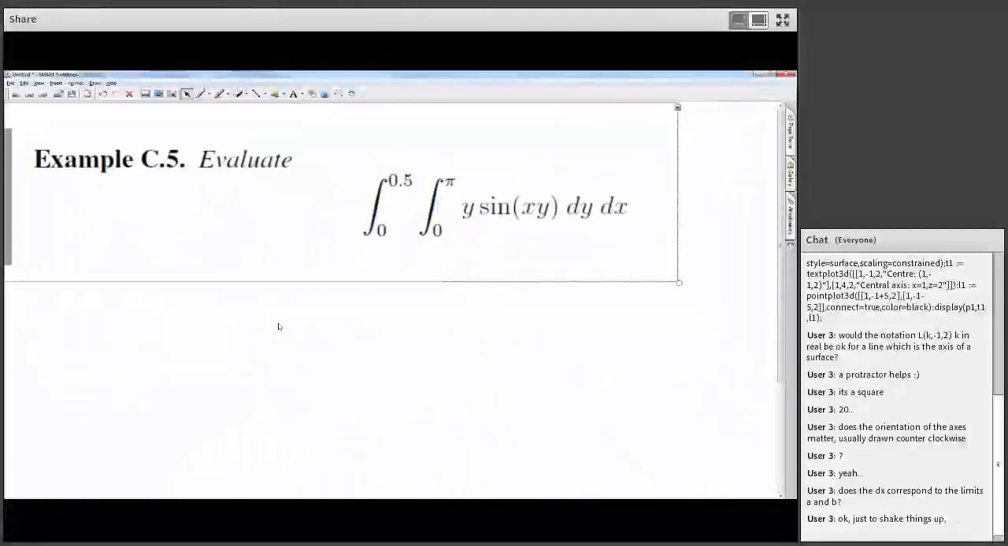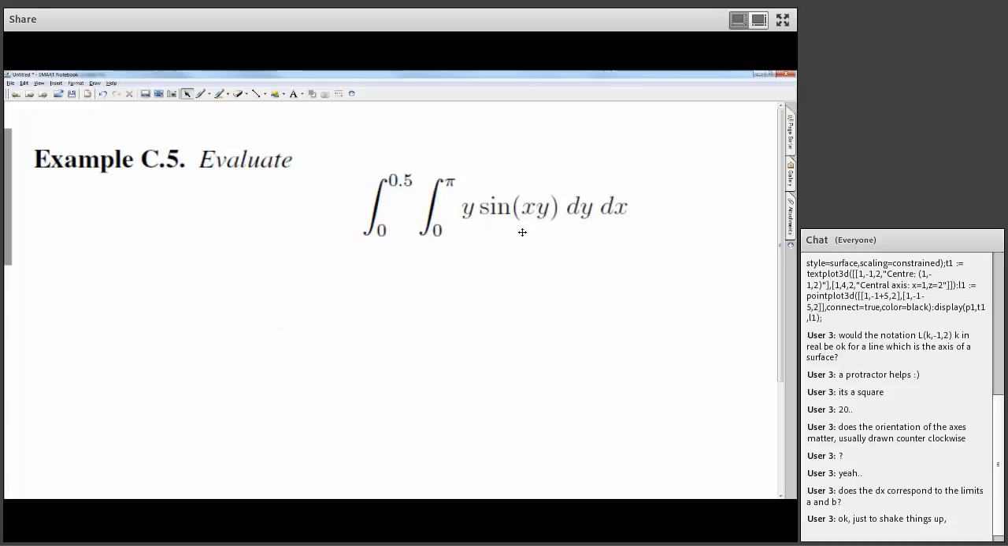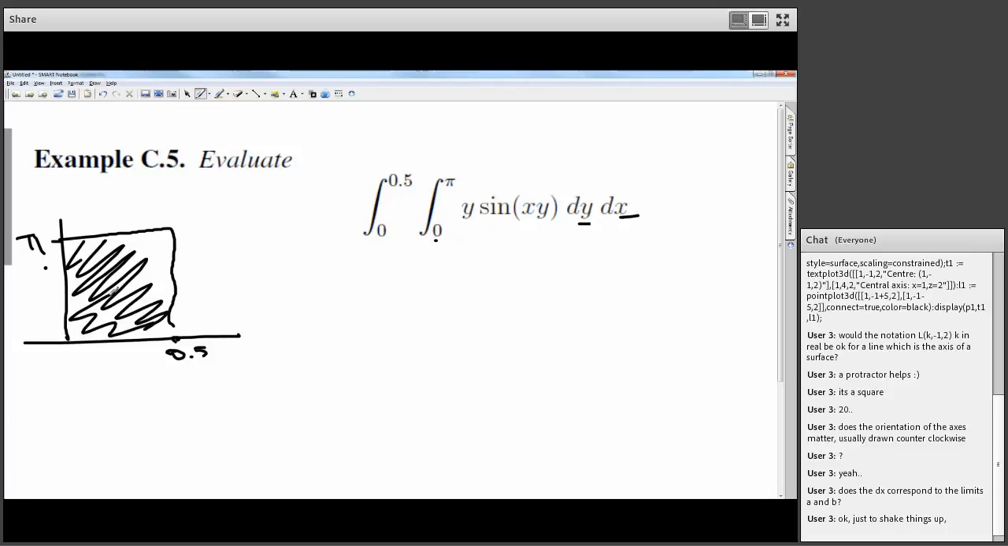Okay. If we look at this integral as written, it's the integral from 0 to 5, 0 to pi, so it's basically integrating over a rectangle. As I said, I still like the idea of drawing the region of integration. So y, the inside, is between 0 and pi, and x, the outside, is between 0 and a half. So we're integrating over this rectangle here. I've just translated the limits into a picture, essentially.